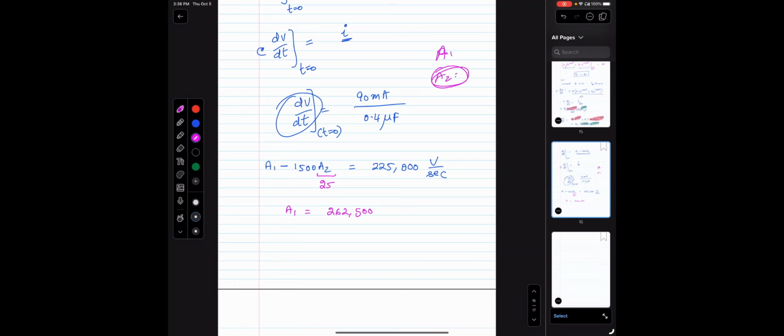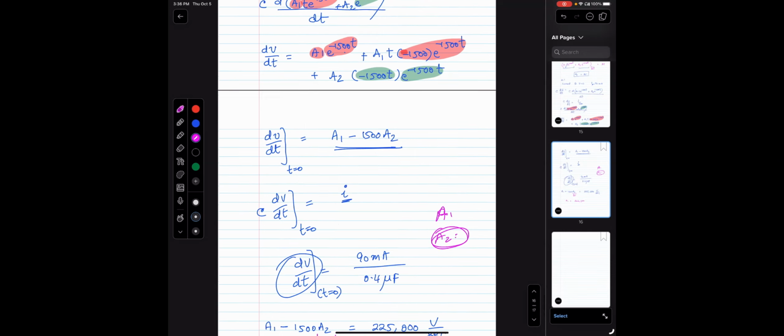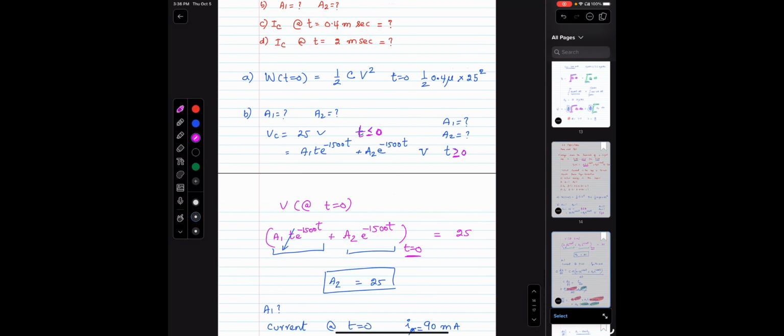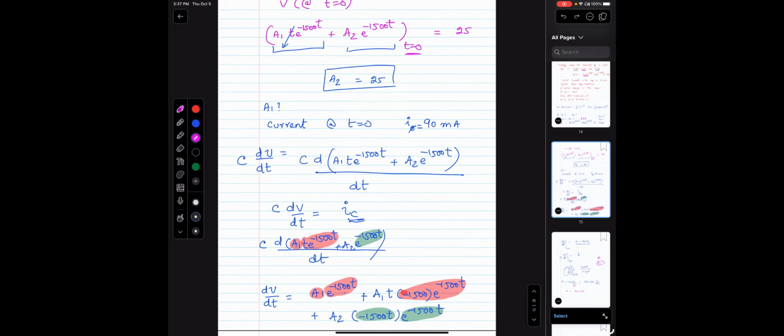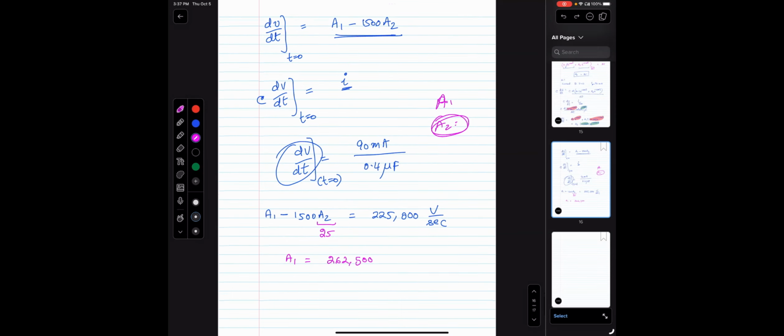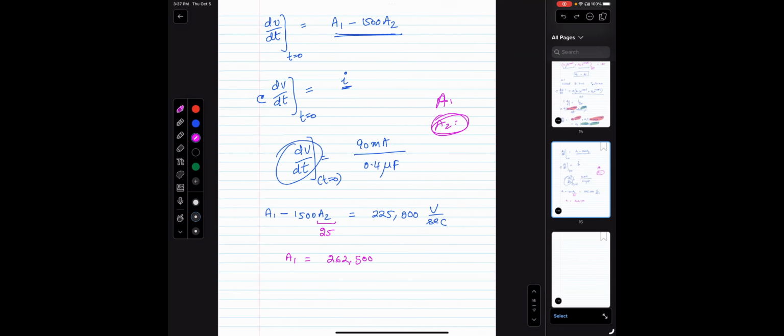A2 was easy to find. Simply equate the time expression to the value at time t equals 0. For finding A2, all you have to do is find the derivative, and then you know that the derivative of voltage multiplied by C is I. The value of I is given, so dV by dt equals I over C. From this, you can find out the value of A2. So that's about part B.